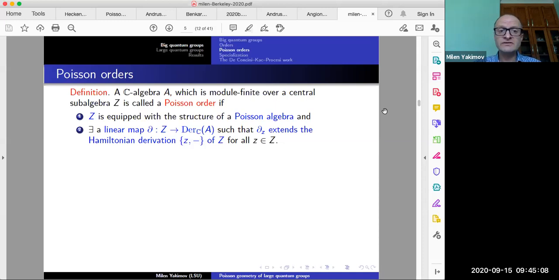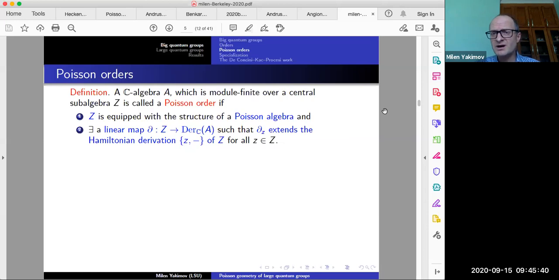And we're saying that a pair like this, A and Z, is a Poisson order if, one, Z is equipped with the structure of a Poisson algebra, so it on its own is a Poisson algebra. And two, there is a linear map. This is not a homomorphism, just a linear map from this Poisson algebra Z to the algebra of derivations of the algebra A, such that for each z, the derivation partial z extends the corresponding Hamiltonian derivation of the Poisson algebra.